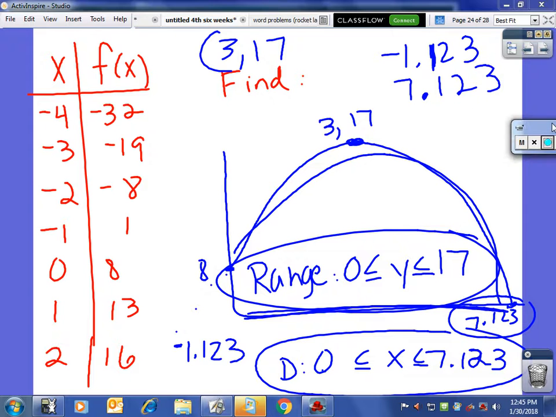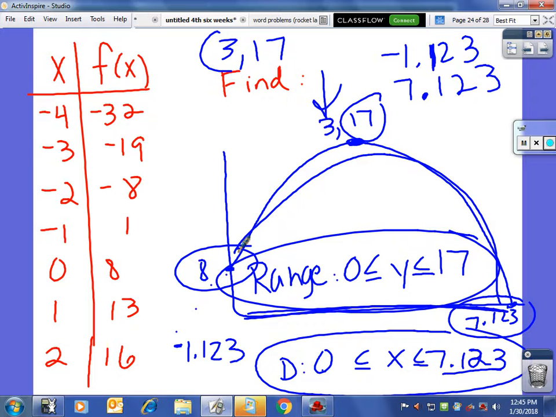Okay, so how long was this thing in the air? 7.123 seconds. How high did it get? 17 feet. How long did it take to get to its maximum height? 3 seconds. What height was it thrown from? 8 feet. Must have been a really tall quarterback there.